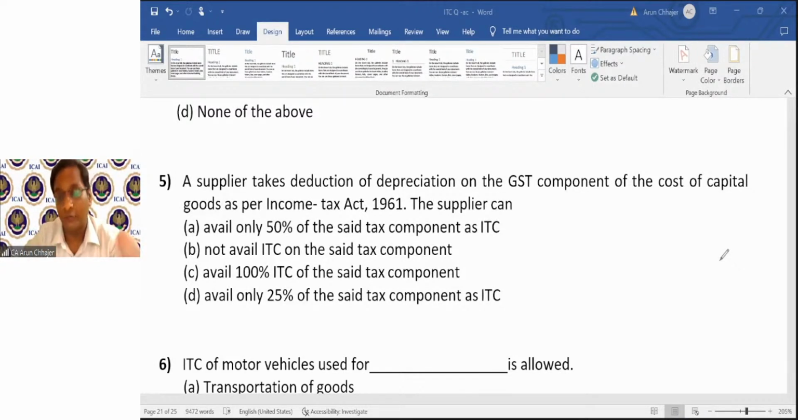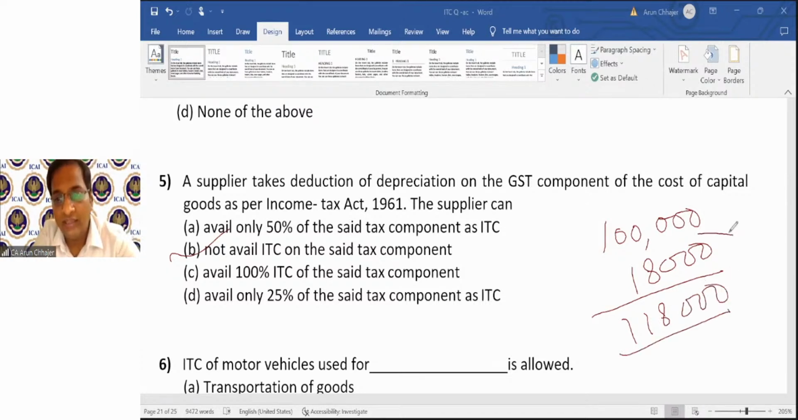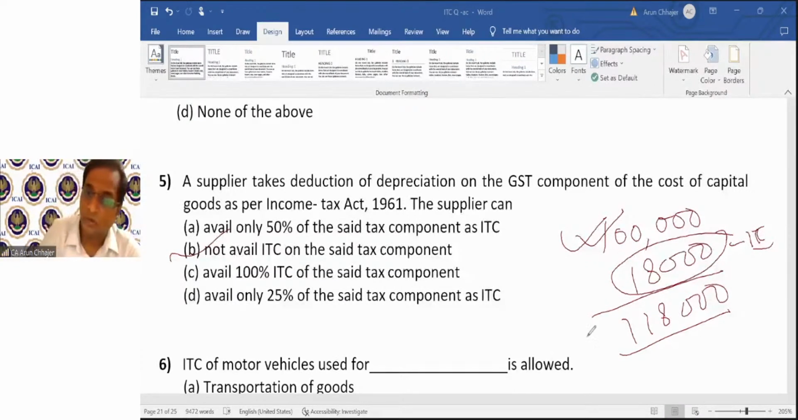So all have given the answer that no ITC, we have discussed with example also. Let me repeat the example once again. I have purchased the machine worth rupees 1 lakh, there is a GST of 18,000. The total invoice value is 1,18,000. You can avail the ITC of 18,000 only when you have taken the depreciation on 1 lakh. If you have taken the depreciation on 118, depreciation under income tax 118, then no ITC.